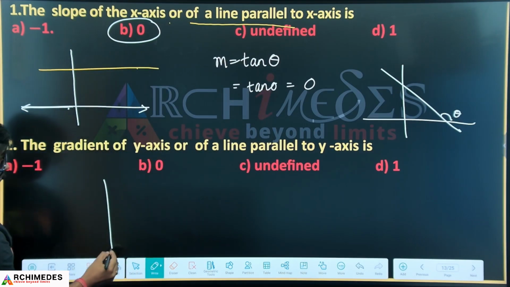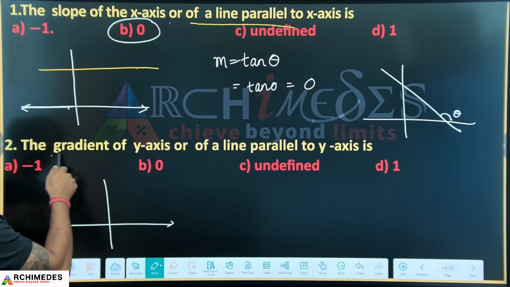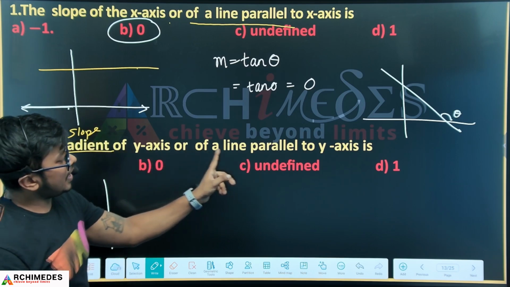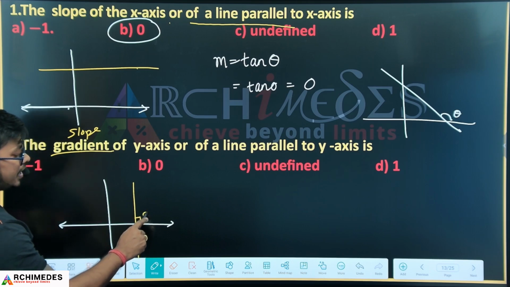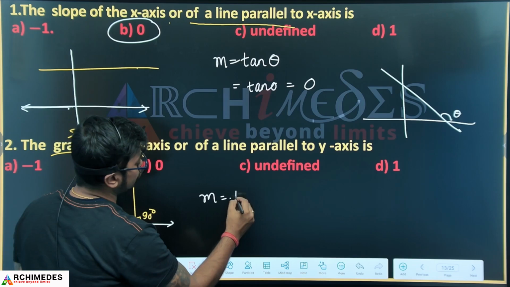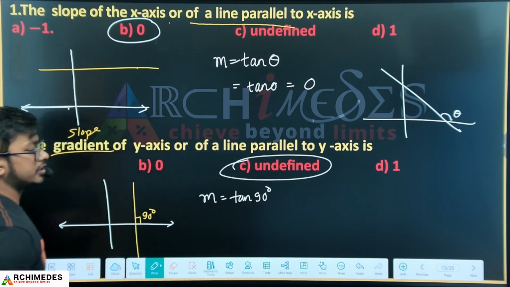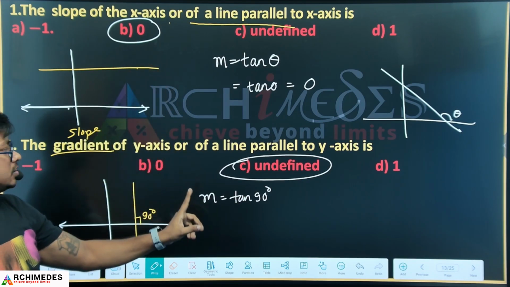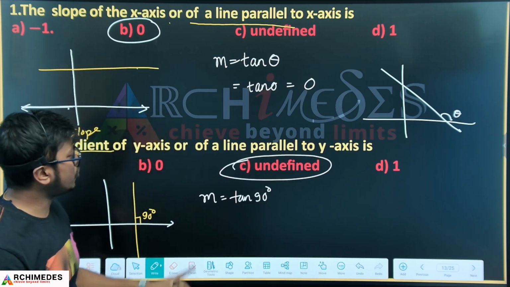Similarly, look over. Suppose this is the x-axis. A gradient also means a slope, okay? Gradient is the alternate name for slope. Now a line parallel to the y-axis. If I draw a line in this way, what is the angle it makes with the x-axis? Definitely 90 degree. So the slope is tan 90, and tan 90 is undefined. So the slope of the x-axis is 0, whereas the slope of the y-axis is undefined. Clear? The slope of the y-axis is undefined.